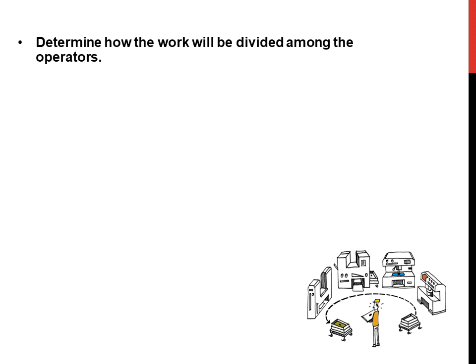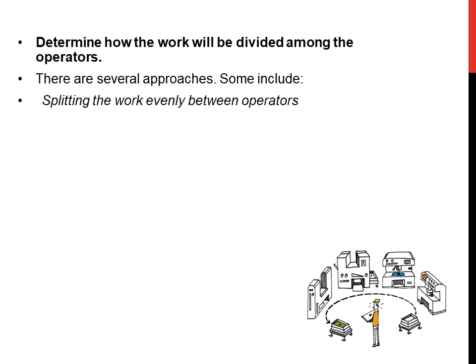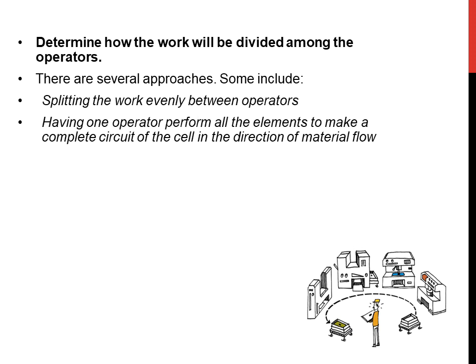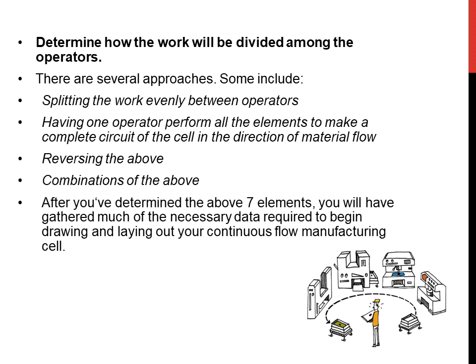Determine how the work will be divided among the operators is the next step. There are several approaches. Some include firstly splitting the work evenly between operators, having one operator perform all the elements to make a complete circuit of the cell in the direction of material flow, then reversing the above, then combinations of the above. Now, after you've determined the above 7 elements, you will have gathered much of the necessary data required to begin drawing and laying out your continuous flow manufacturing cell.